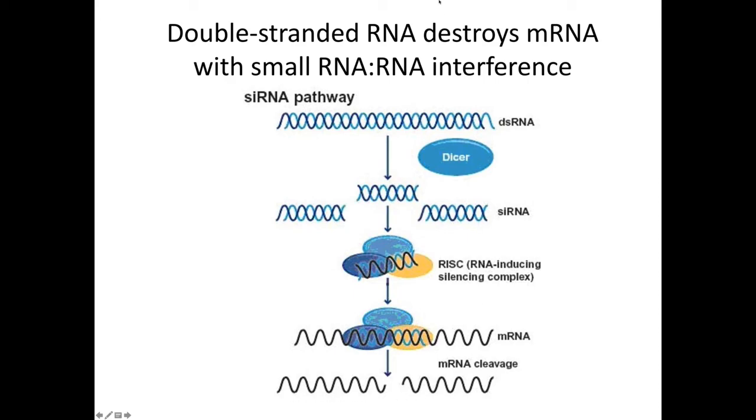So what this means is if you inject double-stranded RNA into a cell, it will be recognized by Dicer and then used to target and destroy all mRNAs that share that sequence.